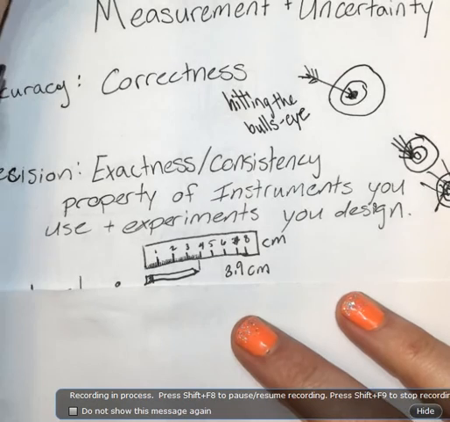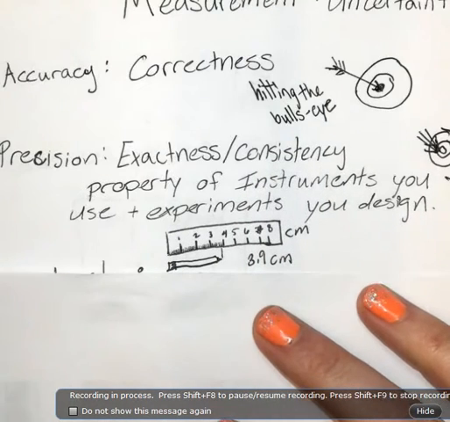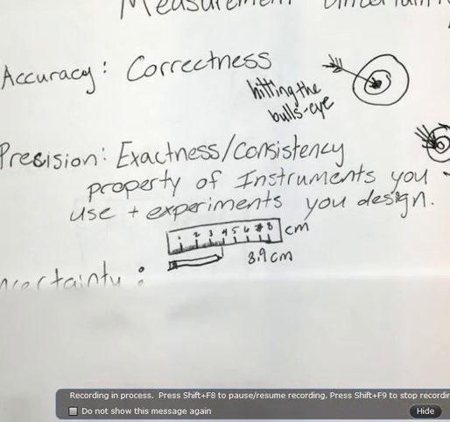Precision is exactness. Which brings us to uncertainty. Every single number, like I said, has uncertainty in it. So we're going to take a look at what that means when we look at a number. We're going to use the example 8.8 centimeters.